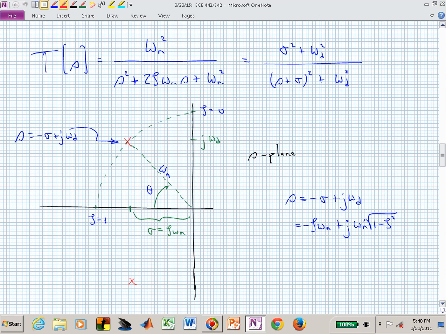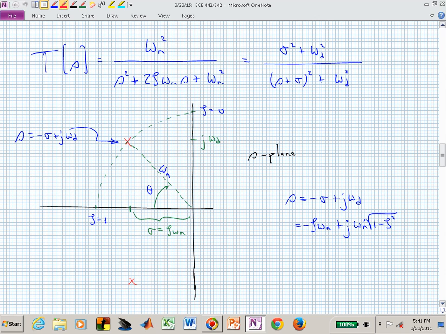If zeta, the damping ratio, is 0, meaning we don't have any damping, those poles rotate up, and they're right on the imaginary axis. There's no damping. They just sit there and shake. And how fast do they shake? Omega sub n, the natural frequency.